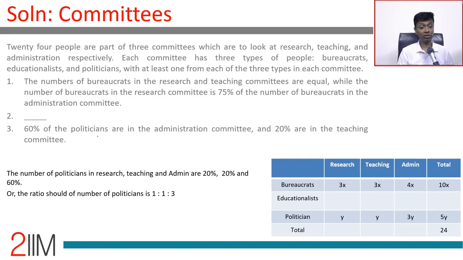60% of the politicians are in the administration committee, as you can imagine. They don't have much business with research and training. So if we take the politician group, 60% are here, 20% are in teaching, and 20% will be in research, because there's no overlap. So this should be in the ratio 1:1:3, or we put it as y, adding up to 5y.